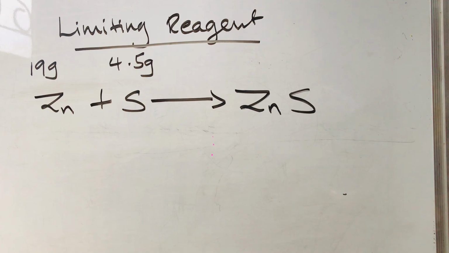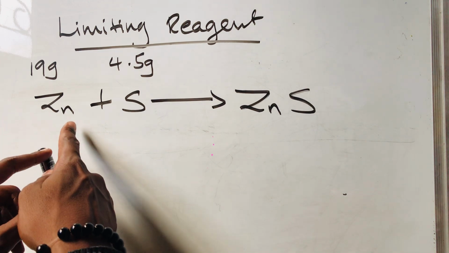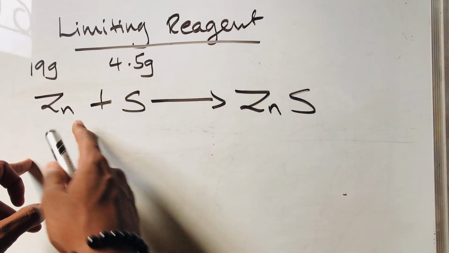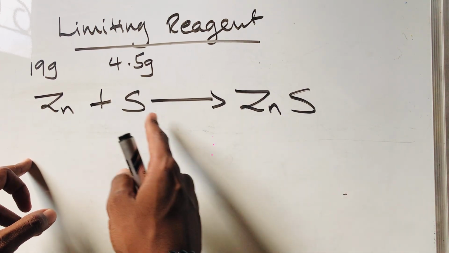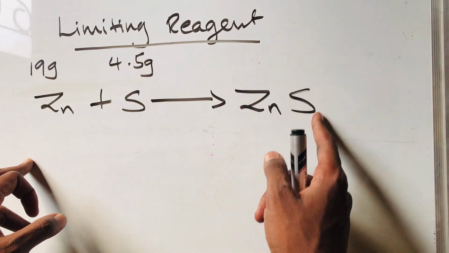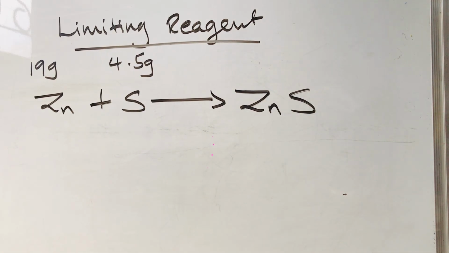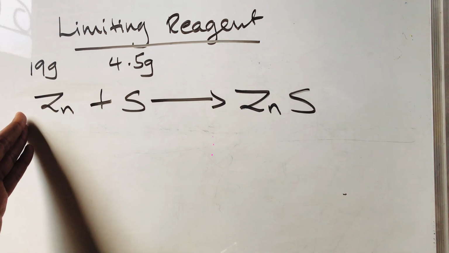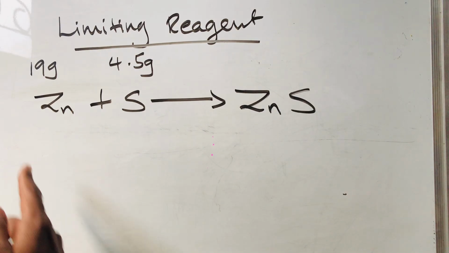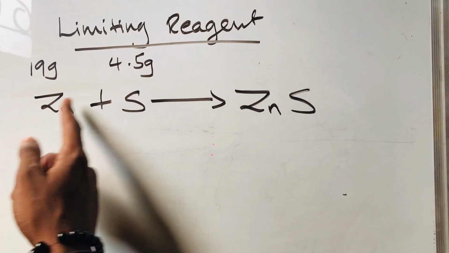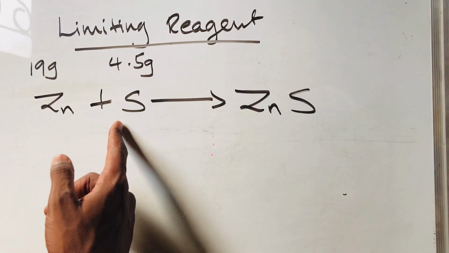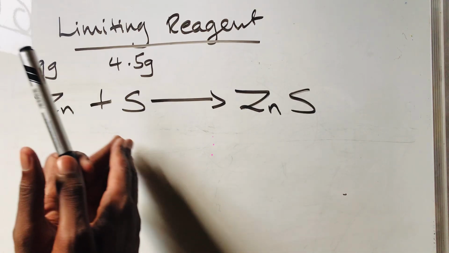The first thing that we do is balance the equation. Let's see how we can balance this equation. How many atoms of zinc do we have? 1, this side 1. Sulfur 1, sulfur 1. So this is said to be a self-balanced equation. So to find the limiting reactant here, because the balancing figure here is 1, the balancing figure there is 1, then the mole ratio is 1 to 1.